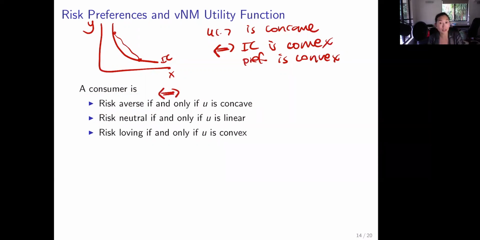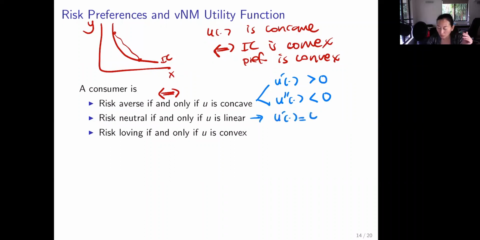So if and only if, if you have that, you have the other one, or vice versa. Okay, so for concave, how can you check the concavity of the utility function? For a utility function to be concave, we know that U prime is positive, right? Because of monotonicity. The more wealth, the happier you are. And U double prime has to be negative. That's concave. For linear, of course, we have U prime, which is a constant, and U double prime is 0.